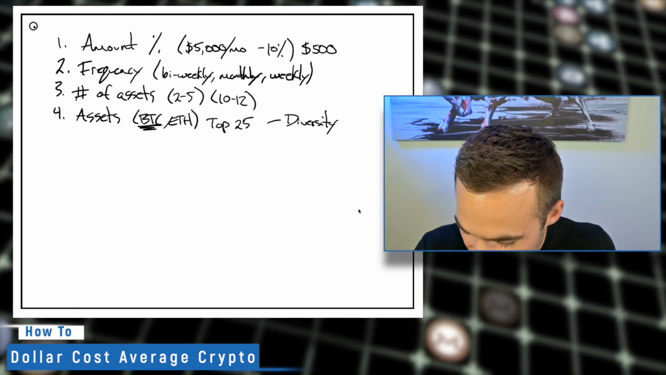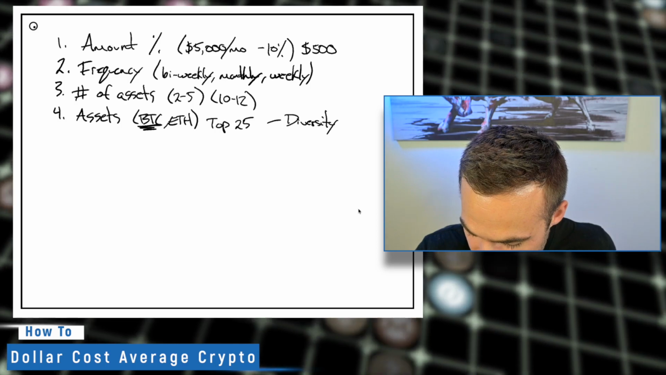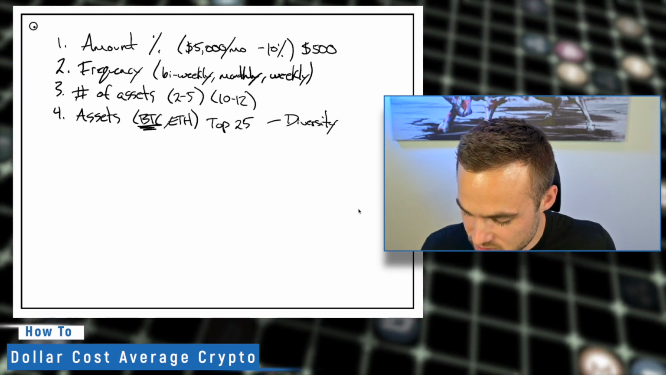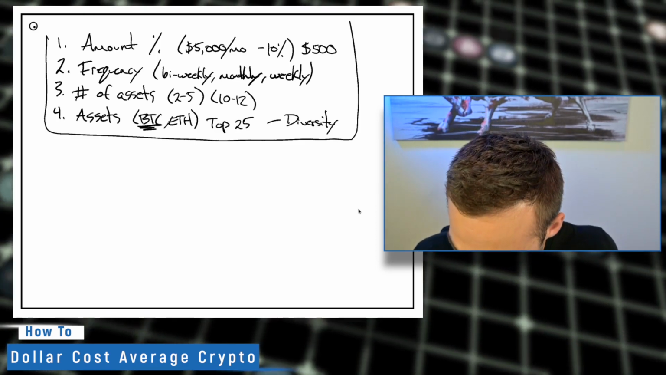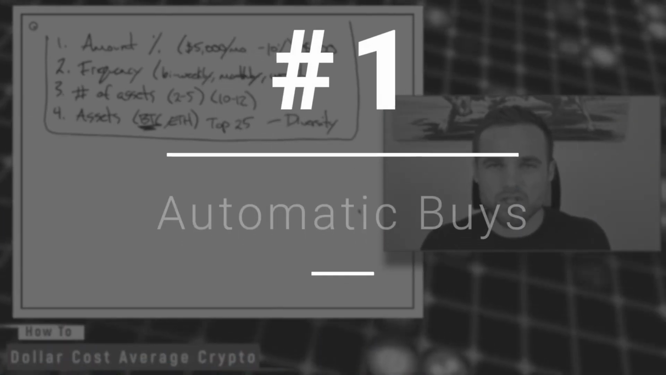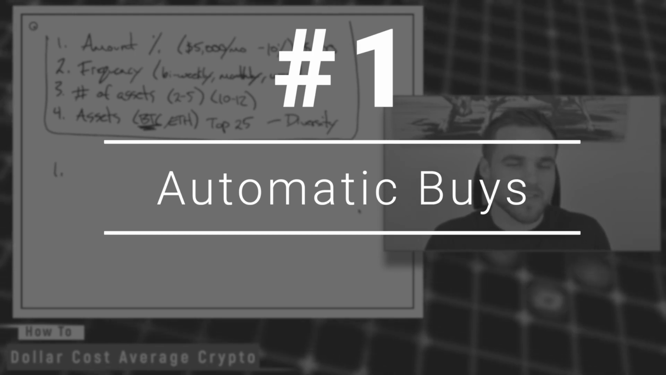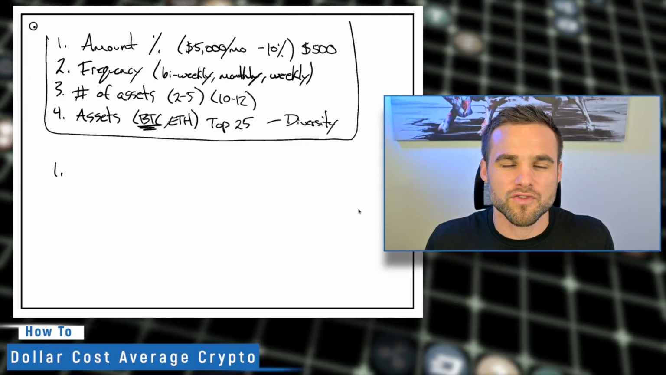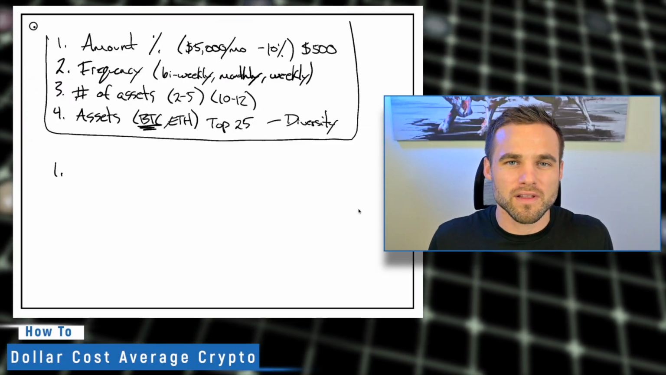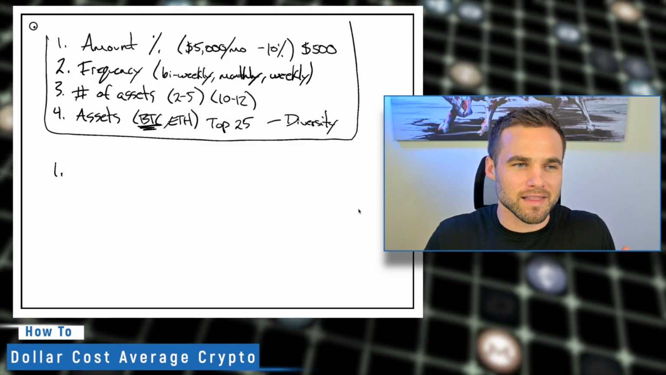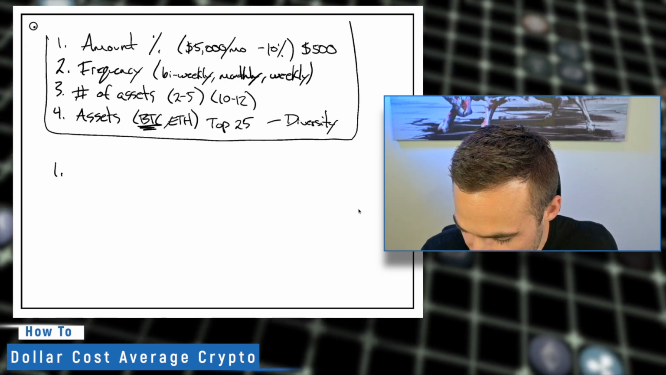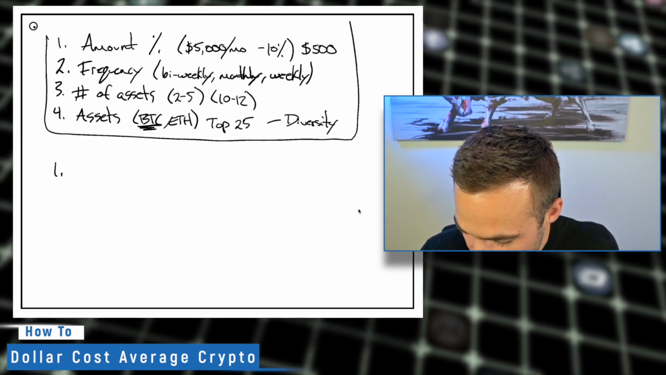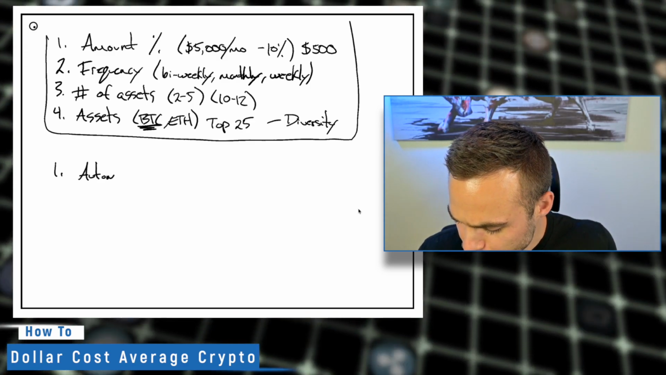Okay, so now that we've decided on these four things, and make sure you've done this prior or else the second part of this doesn't really make sense, okay? So once you've decided on this, here are the three different strategies. The first strategy is the easiest strategy, and this is the strategy that probably makes sense for most people and is definitely the most mindless, the least emotional, and it's really, really simple. The way that you do this is by simply setting up automatic buys, okay?